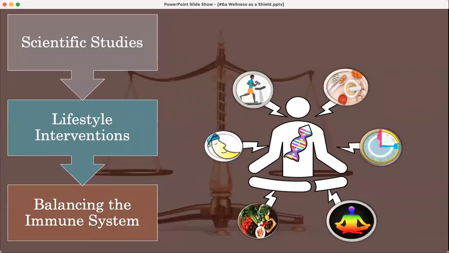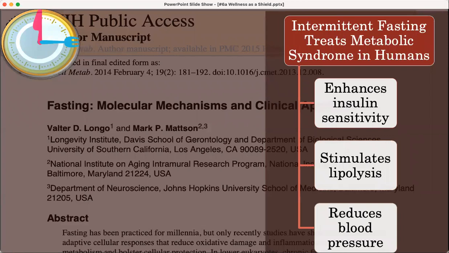Let's go on to the scientific studies. These are some studies looking at lifestyle interventions as reducing the risk and balancing the immune system. This is actually a compilation of multiple studies, a review article that looks at multiple review studies that ask the question if intermittent fasting treats metabolic syndrome in humans. And the conclusions were that intermittent fasting treats metabolic syndrome.